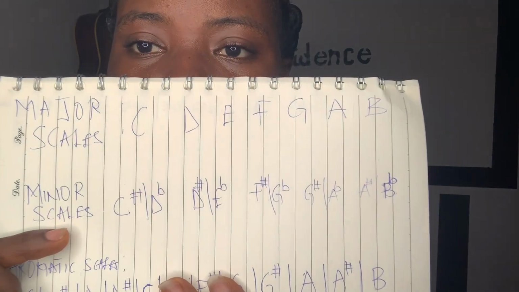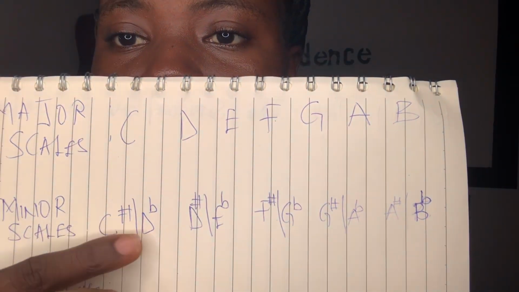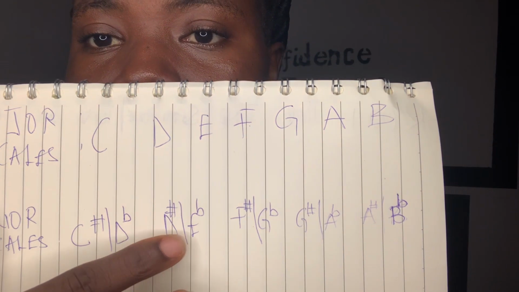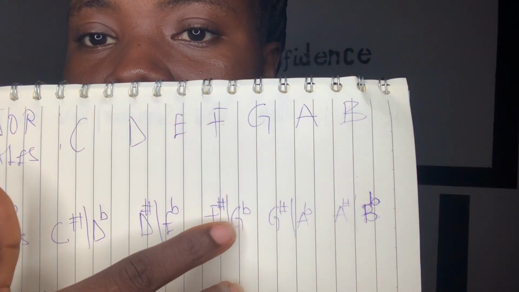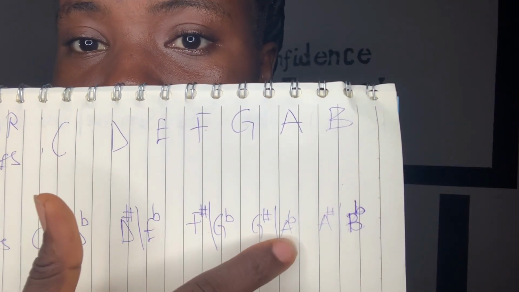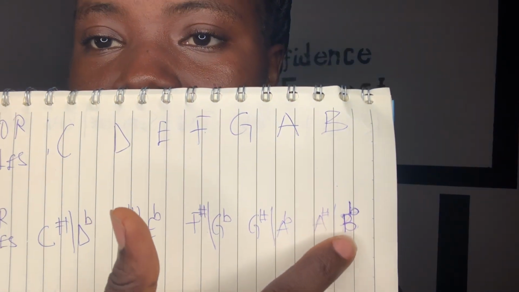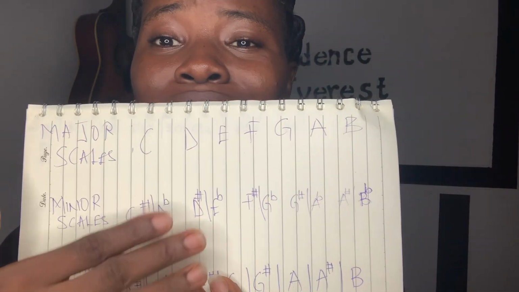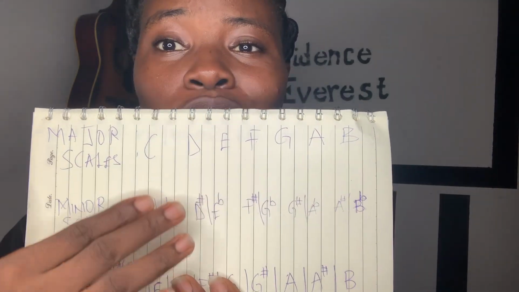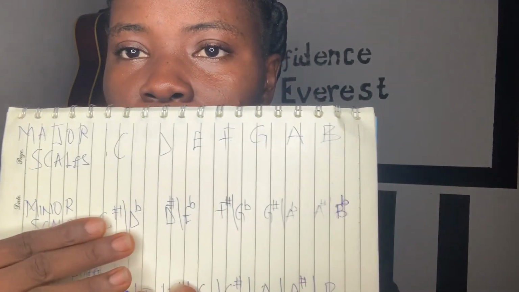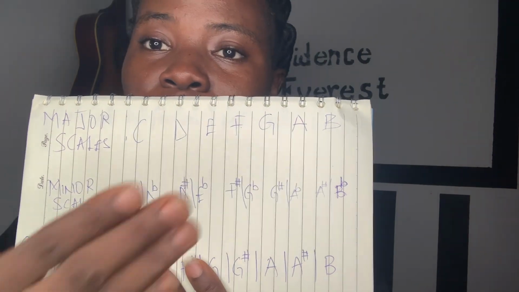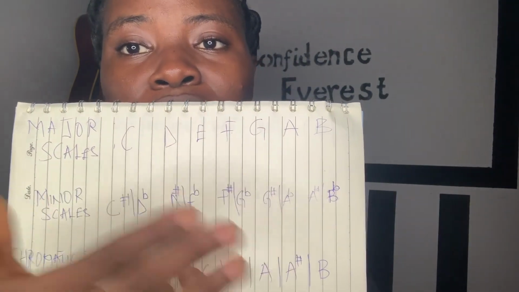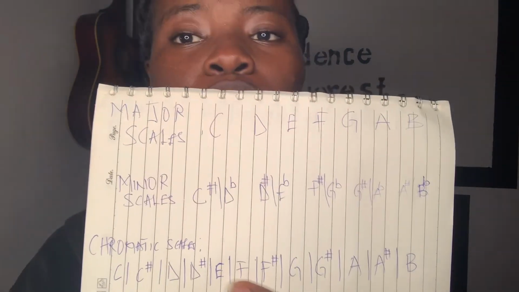And for the minor scales, we have C sharp or D flat, D sharp or E flat, F sharp or G flat, G sharp or A flat, and A sharp or B flat. The reason for these dual names is that they can be called either in the course of music, but they mean the same thing. Most musicians prefer calling it the flat, while some prefer calling it the sharp. For the purpose of the study, we are going to be working with the sharps.